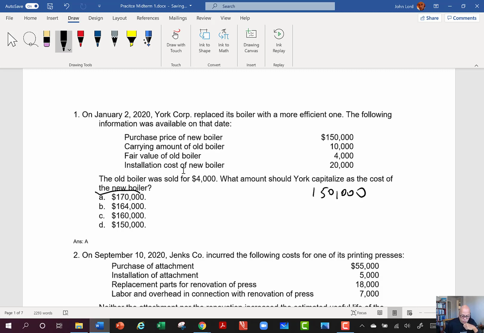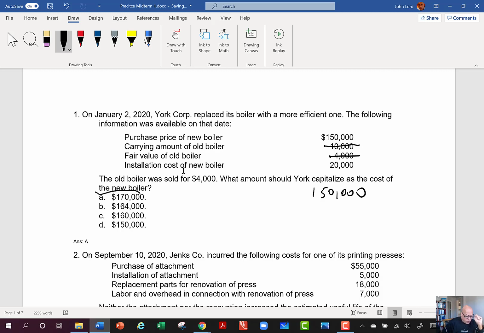Carrying amount of the old boiler is irrelevant here. It has nothing to do with the value of what we're going to bring on that new boiler, because we bought this one for cash, we're putting it in, we're selling the old one. It is not an exchange of non-monetary assets here. So the carrying amount of the old boiler, irrelevant. Fair value of the old boiler, again, irrelevant for what we're dealing with for the new boiler.